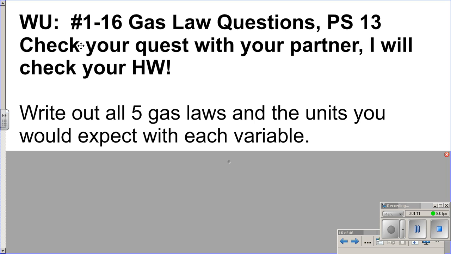Pretty much any of the other ones are fine. You can use millimeters of mercury, you can use kilopascals, you can use atmospheres, you can use any of those pressure units in any given gas law, right? As long as they're the same pressure units throughout the problem. The only one that you never can put in is Celsius.